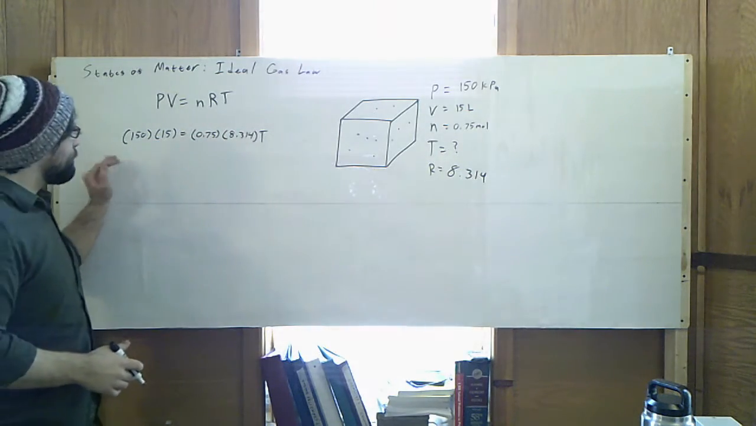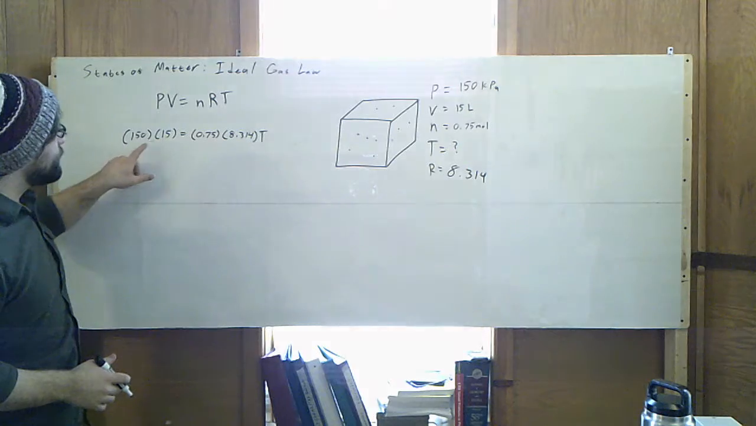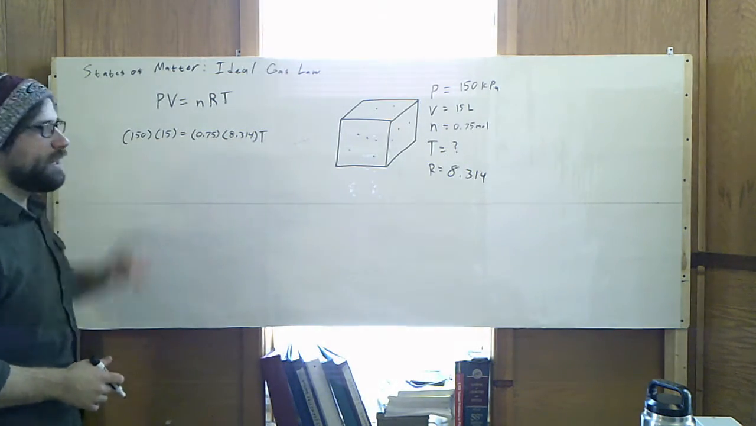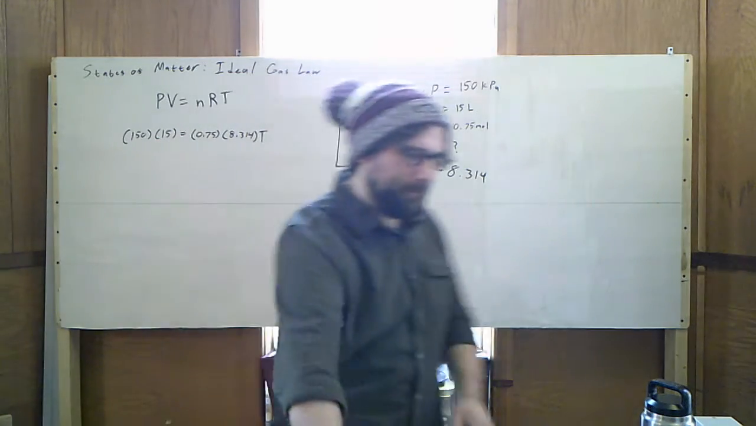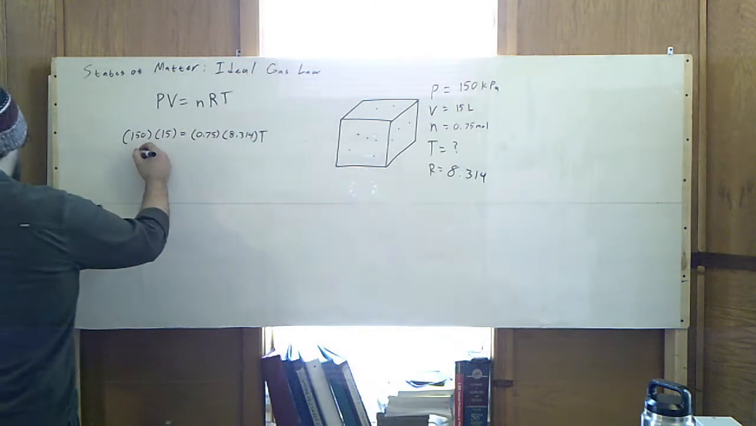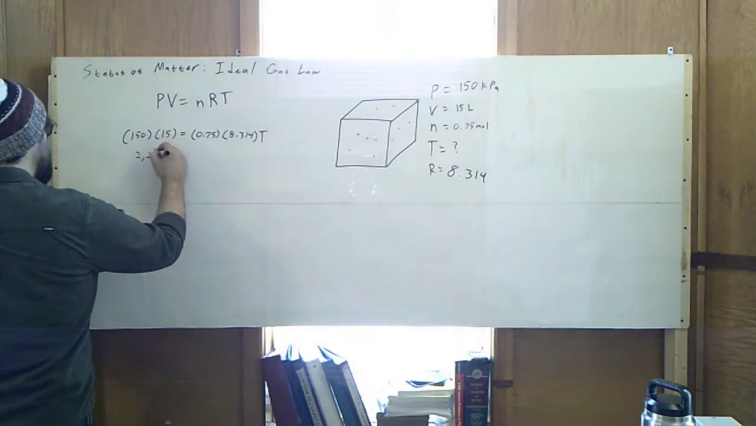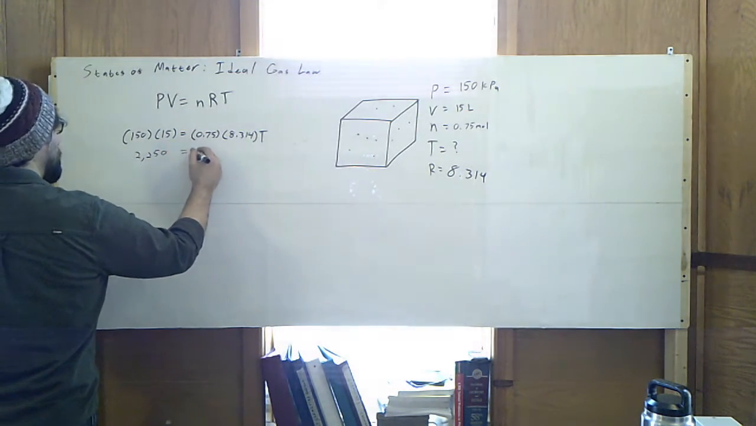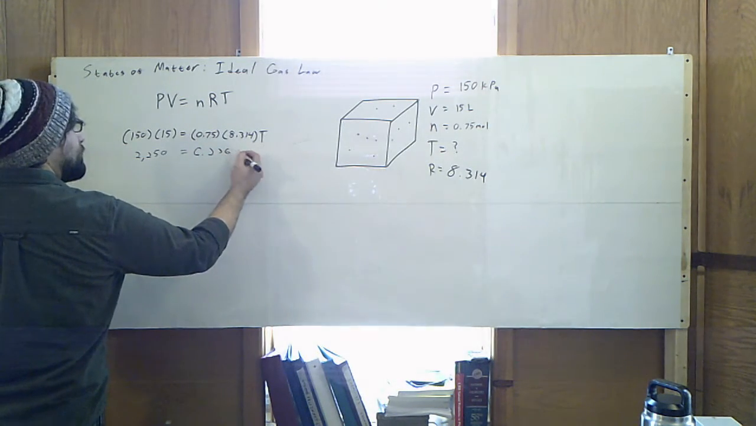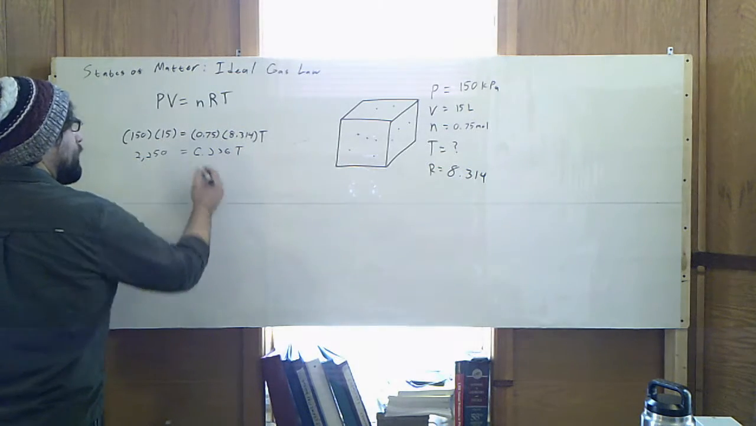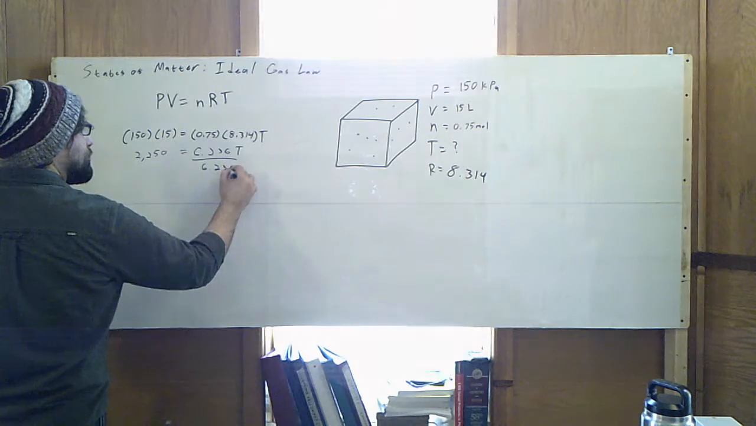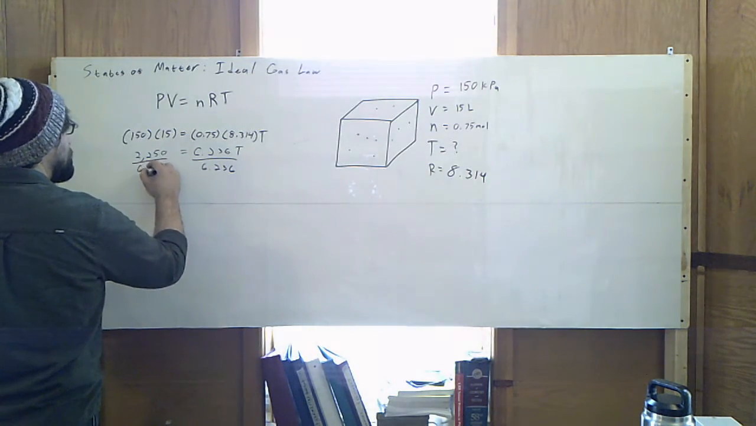So once I've got the numbers plugged in here, I can just do some simple multiplication and then divide this side out. Let's just start with one step at a time. So on this side, we get 2,250 equals 6.236T. We're going to divide both sides by this 6.236 so that we can get T on its own.